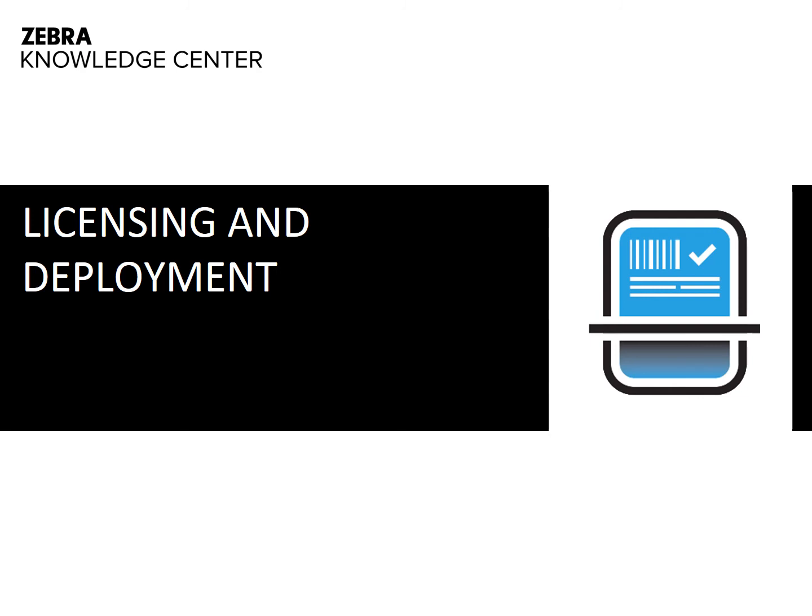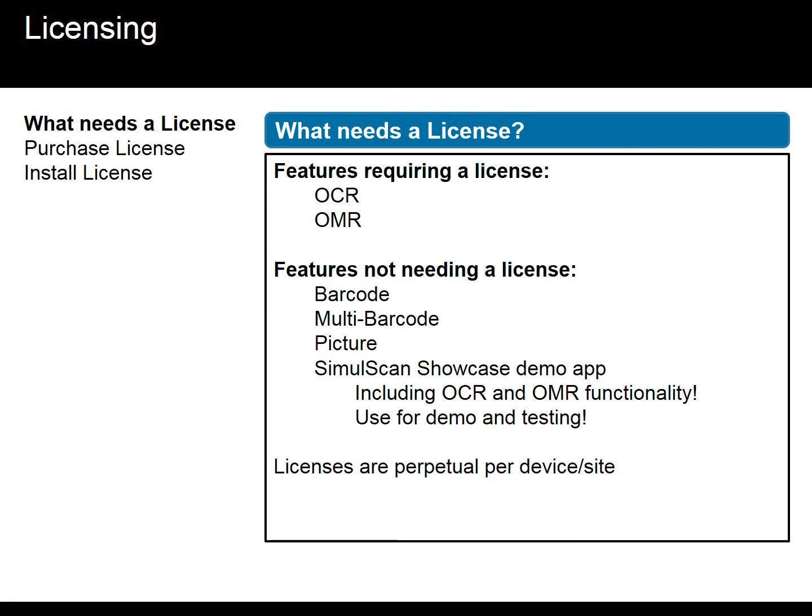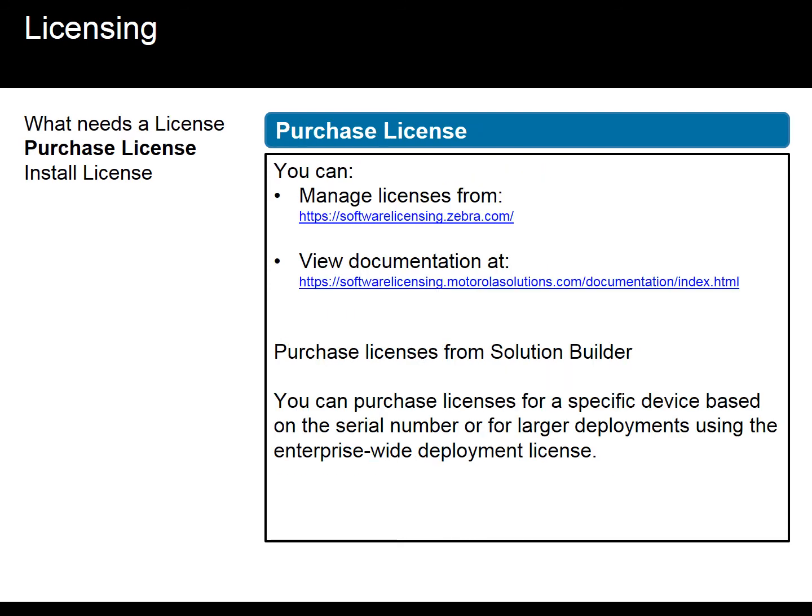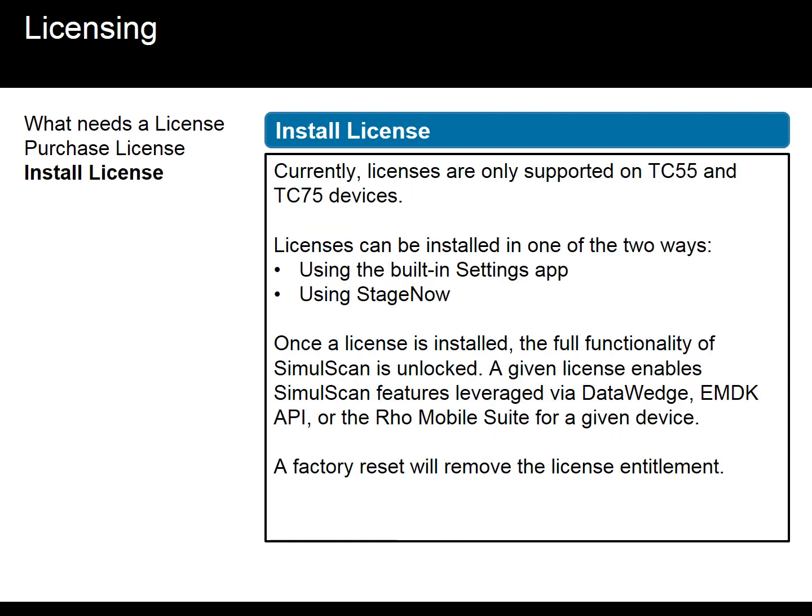The last section in this module is licensing and how to deploy a template. You can purchase licenses from softwarelicensing.zebra.com, or you can view documentation at softwarelicensing.zebra.com/documentation. You can purchase licenses for a specific device based on the serial number, or for larger deployments using the enterprise-wide deployment license. Currently, licenses are only supported on TC55 and TC75 devices.